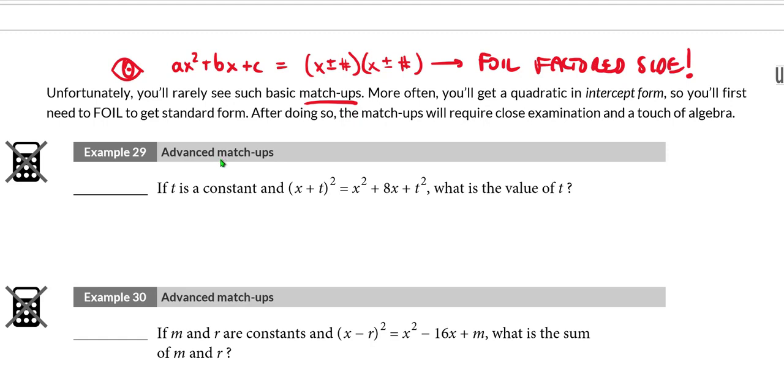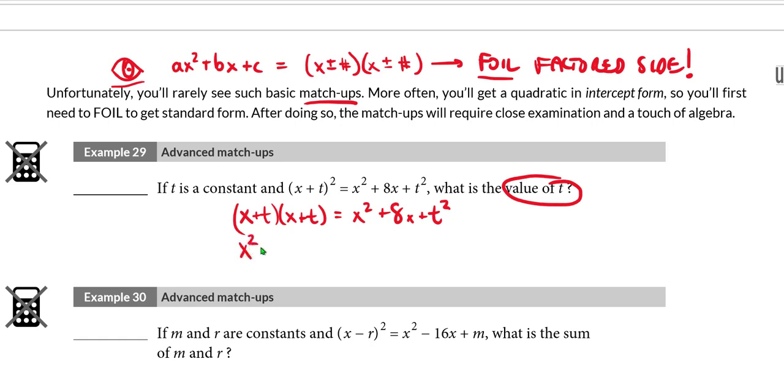If you are feeling fairly bold and fairly confident about this, you can obviously try number 29 on your own. If t is a constant and (x plus t) squared equals blah, blah, blah, what is the value of t? So here's what I'm going to do. First of all, I'm going to point out that we do have that tip-off clue, factored form on one side, standard form on another. So as I said, I'm going to FOIL out that factored side. I'm actually going to write down my 2 factors here. I don't want to make any careless mistakes. So I'm going to write out the 2 factors. I'm going to bring down the standard form side as well.